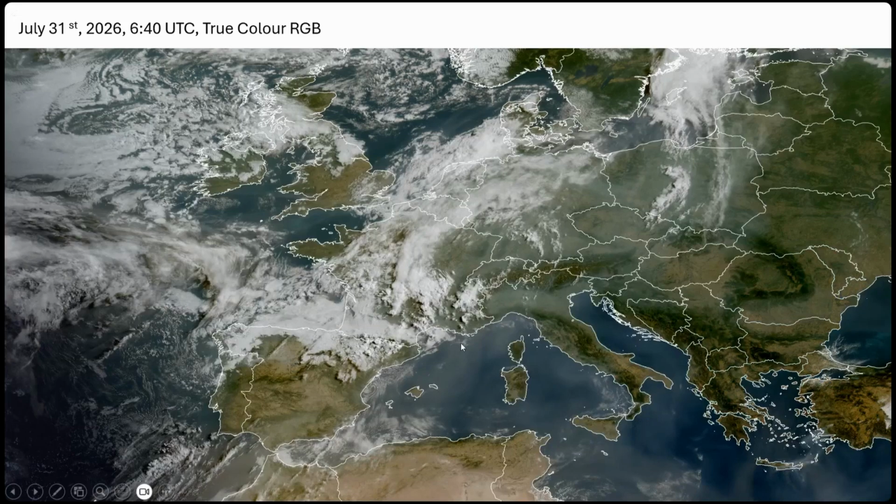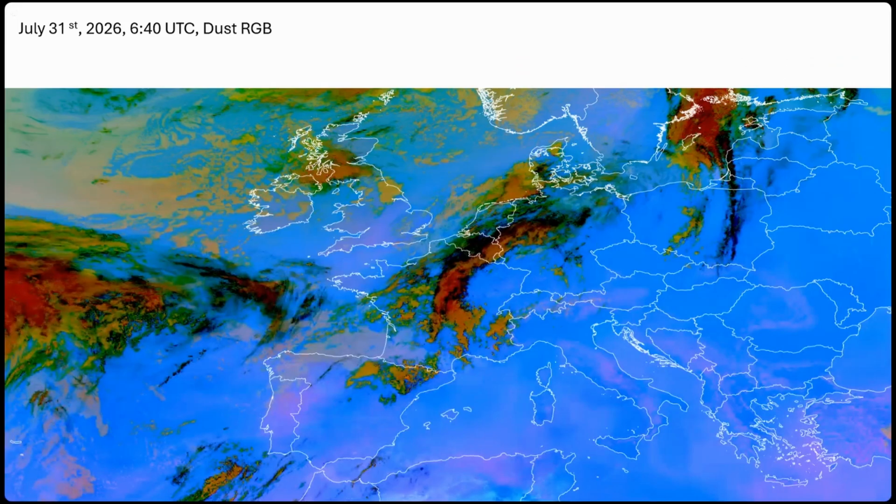If we now have a look at the true color RGB, you can see that it's quite foggy. It's not as clear as the other two. And the first thing that comes to your mind when you see such an image is either it's a lot of dust or a lot of smoke in the air. So let's have a look at the dust RGB.